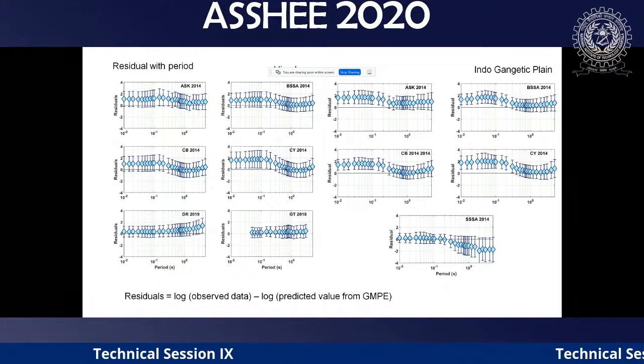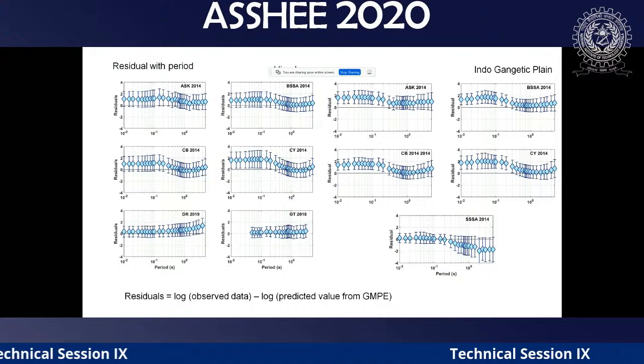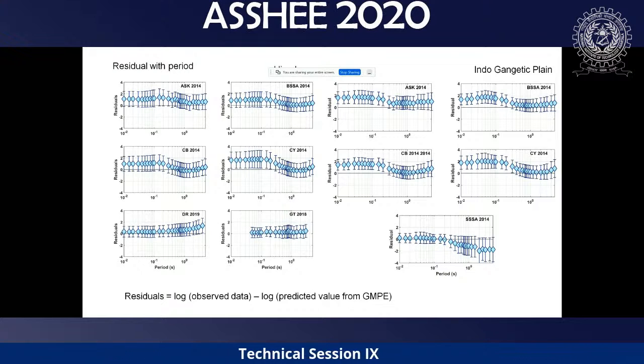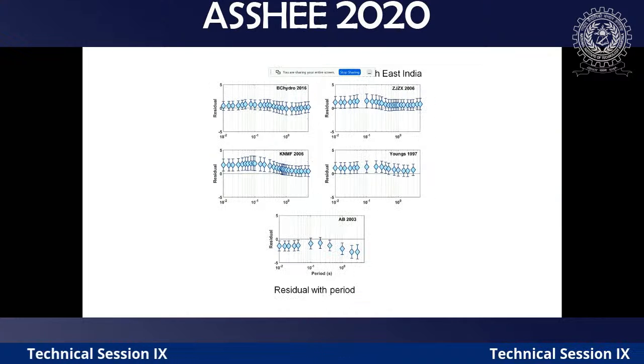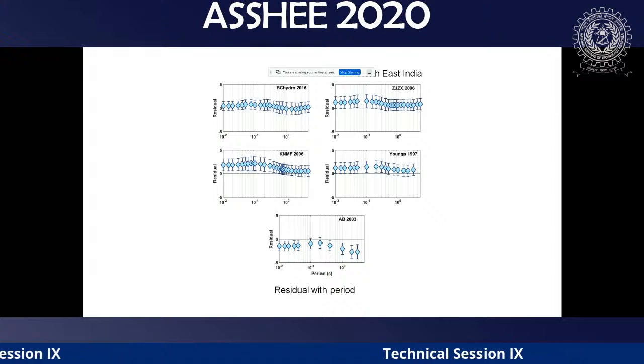So we calculated all the residuals by comparing with the data, like log observed data minus log predicted value from the GMPEs. And now, this is for Northeast India also. We have taken some equations from abroad, from similar tectonic regions, and then calculated all the residuals.